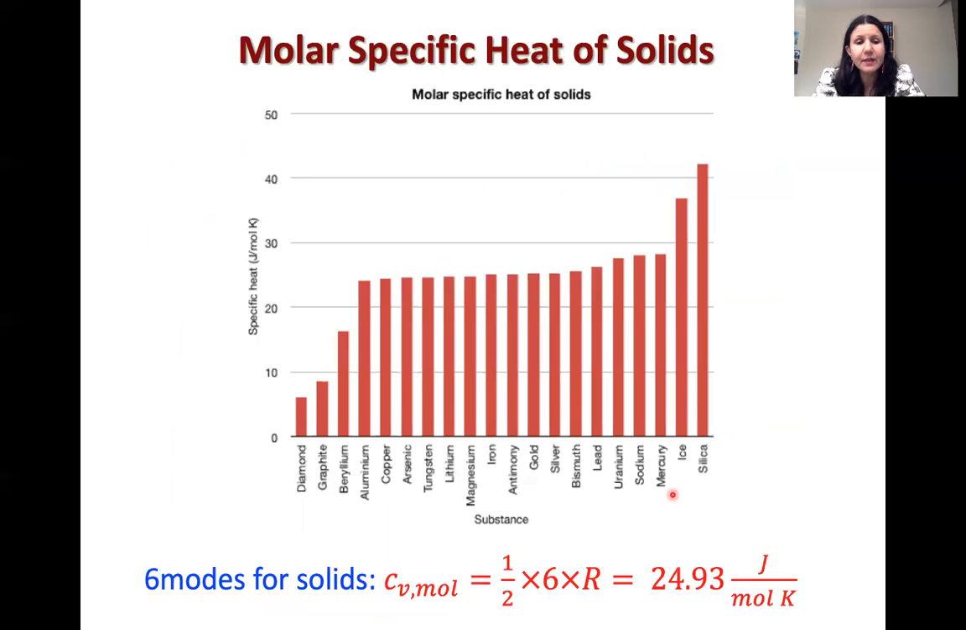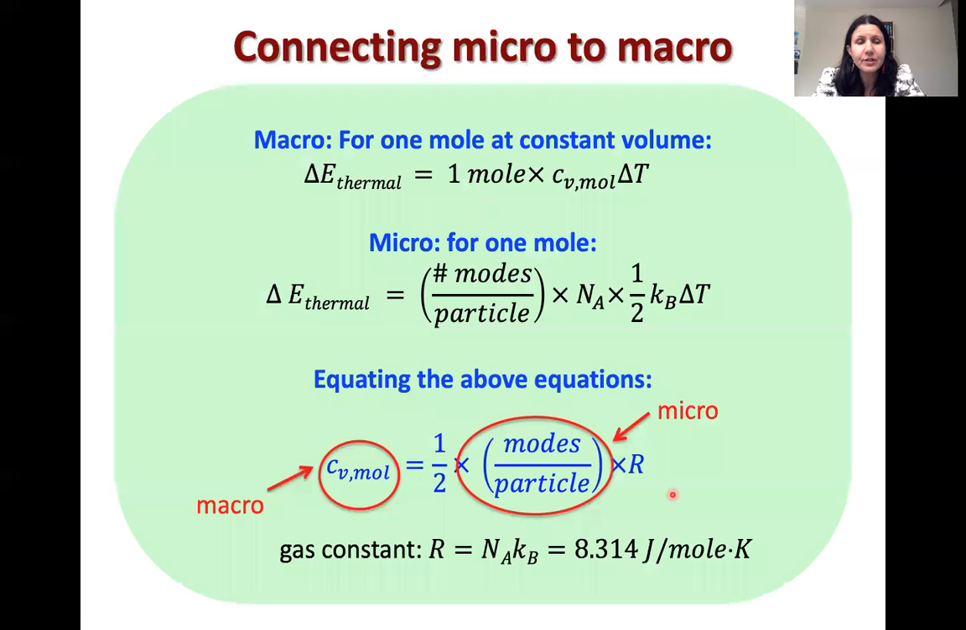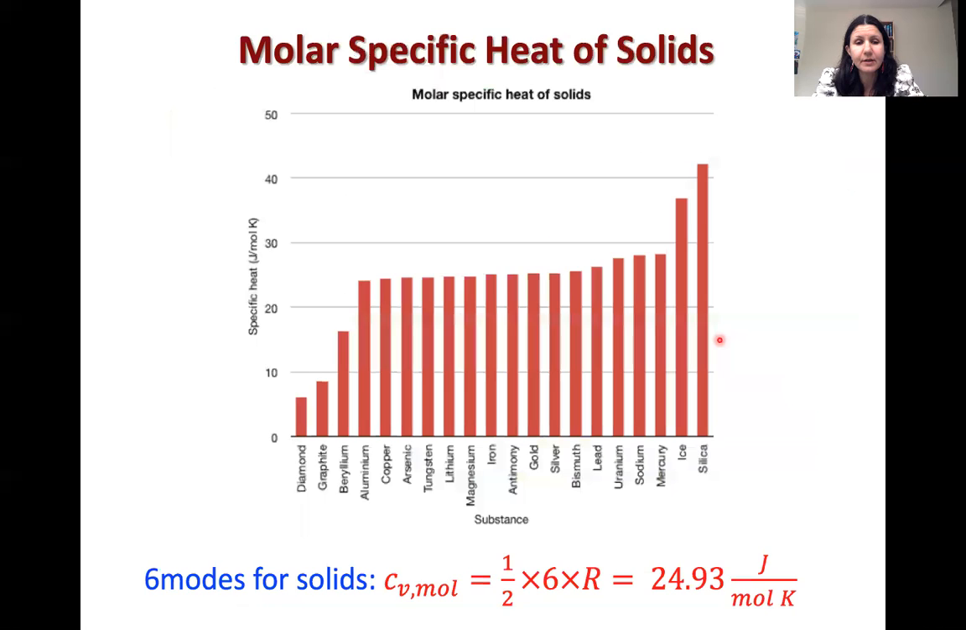All right, so moving on to what we have just learned, let's go back here. That's our big result, connecting specific heat to modes per particle. So let's look at some data and see how good this model is. This is specific heats for a bunch of solids, quite a big list of different solids. If we use our model, which is 1/2 times the modes per particle, for solids this has to be 6 times this constant. You can plug this in, and you get close to 25 joules per mole per Kelvin.